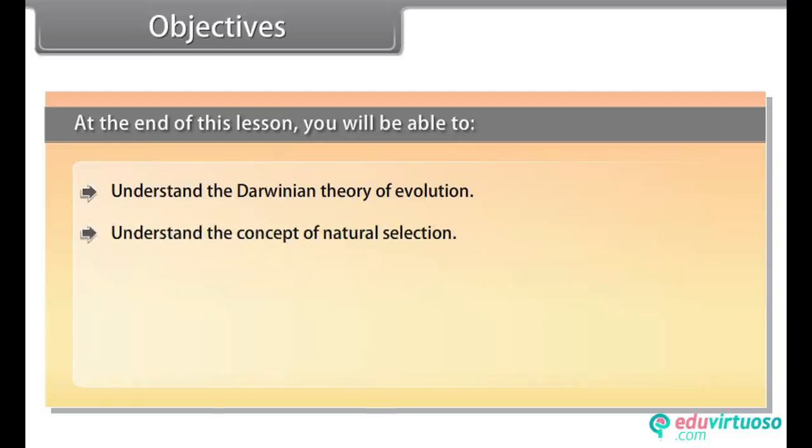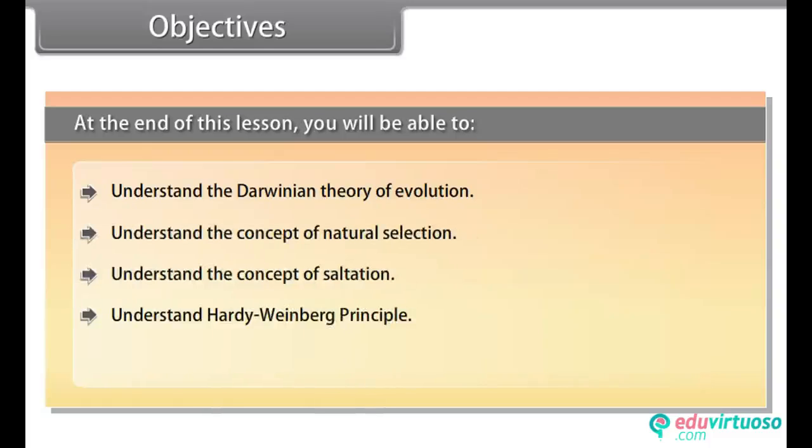Objectives. At the end of this lesson, you will be able to understand the Darwinian theory of evolution, understand the concept of natural selection, understand the concept of saltation, understand Hardy-Weinberg Principle, know the various ancestors of Homo sapiens.